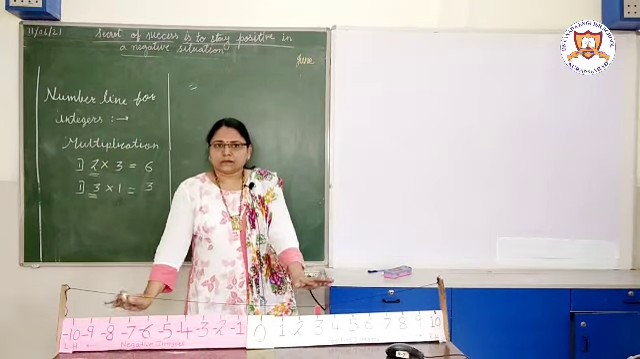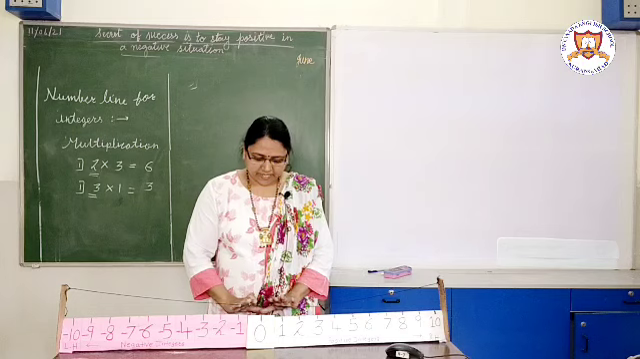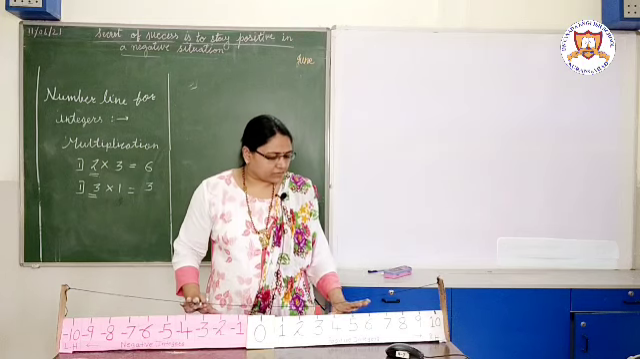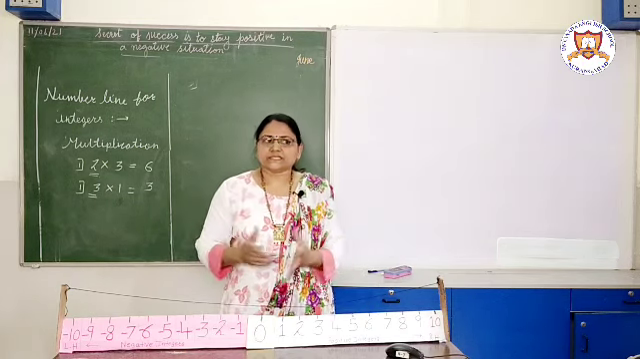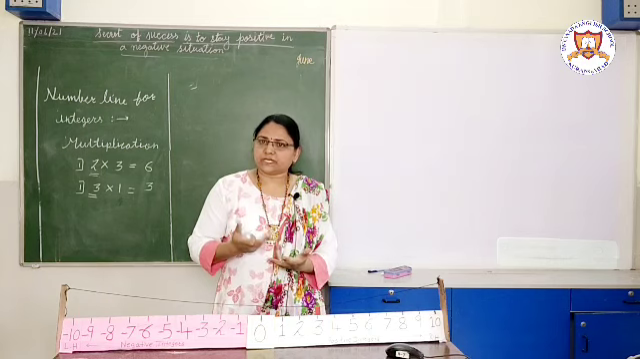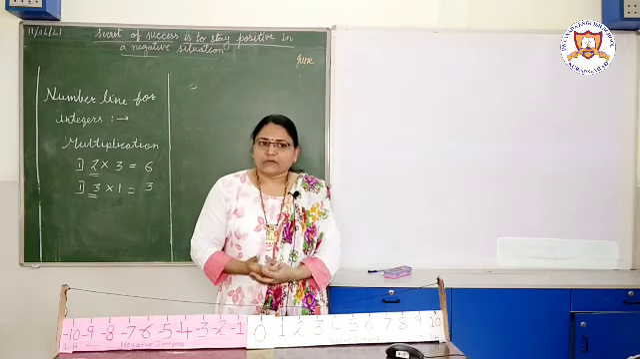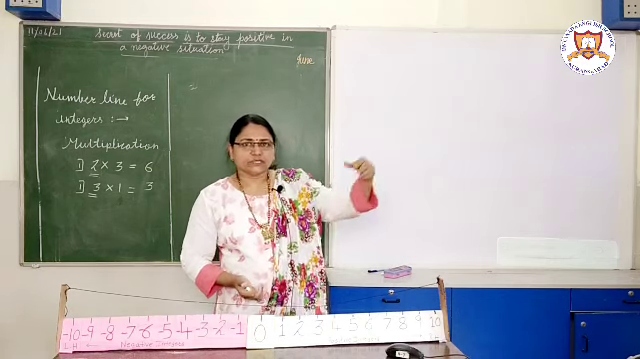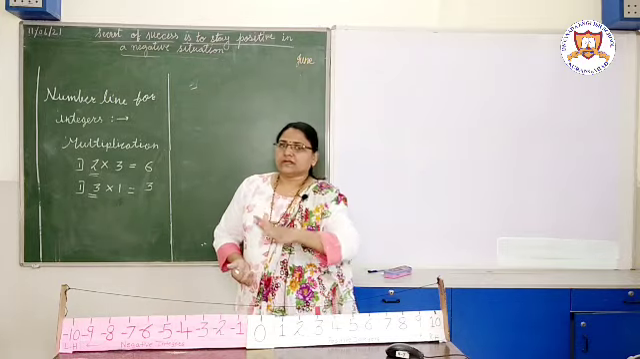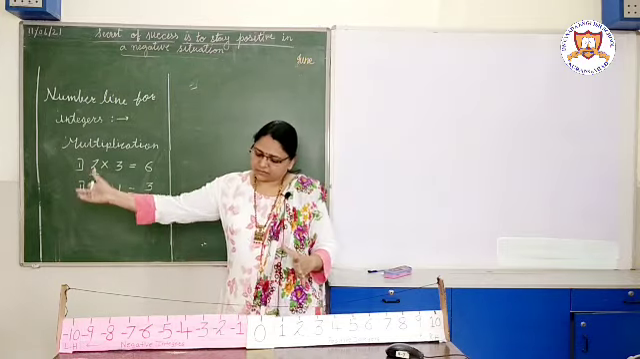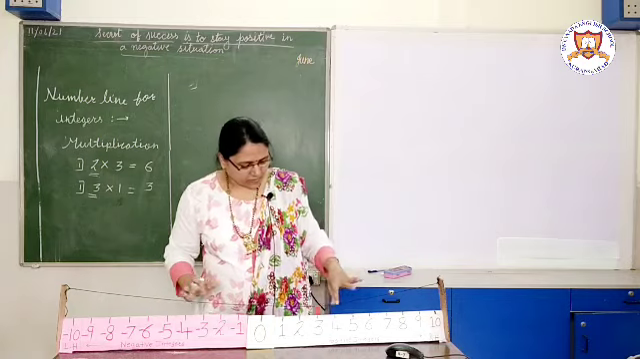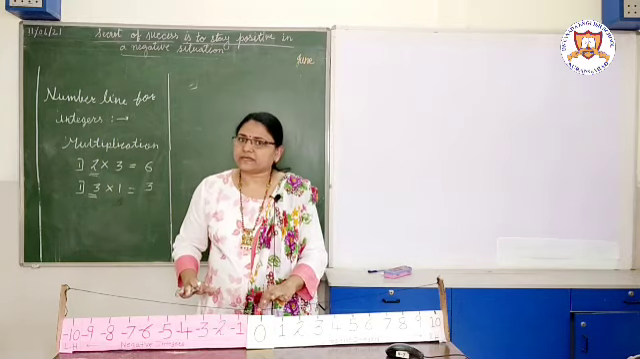Like this way, on a number line we will play a game also, taking various numbers: addition, subtraction, multiplication, division. Whenever it is multiplication we have to move to the right hand side, but whenever division is there we have to move to the left hand side. So you understand this much.